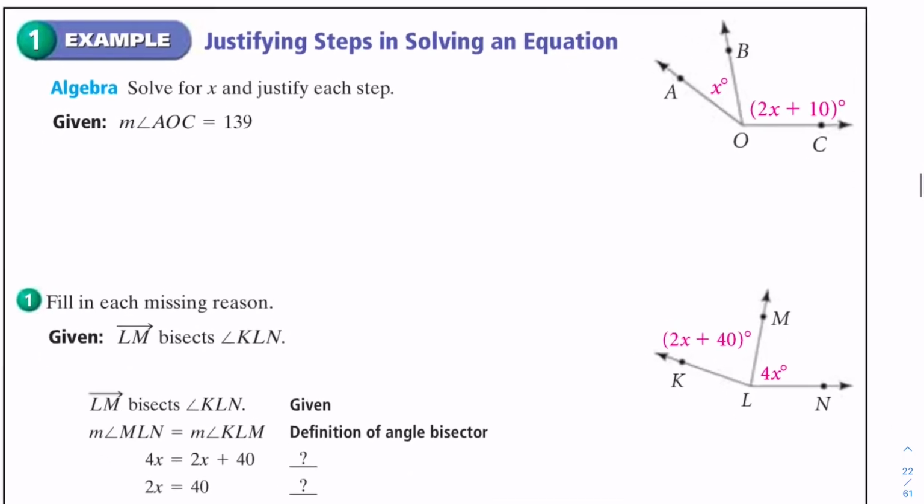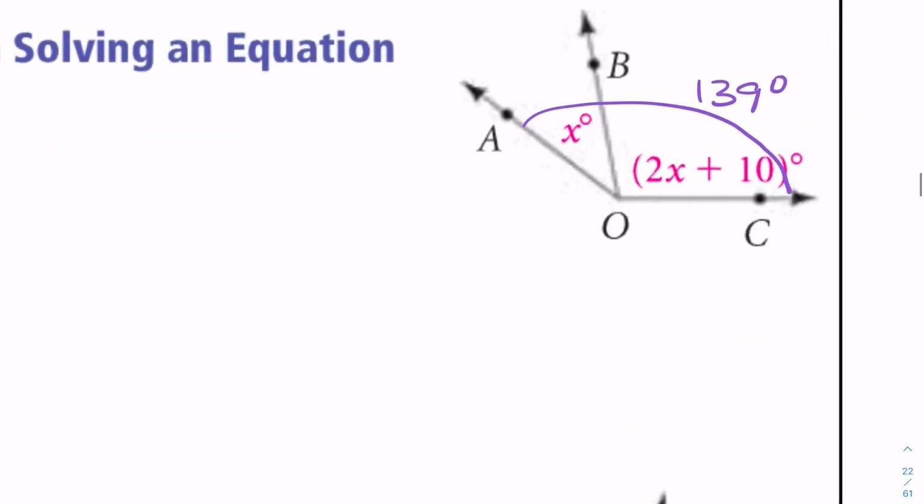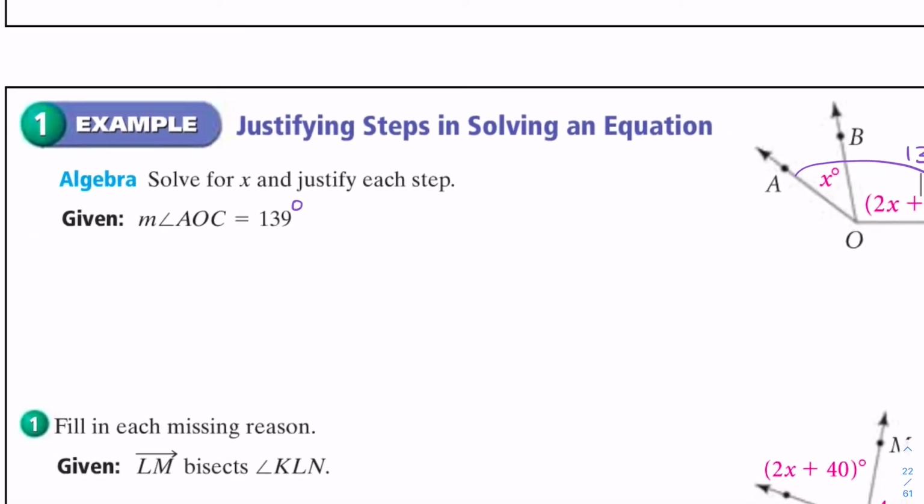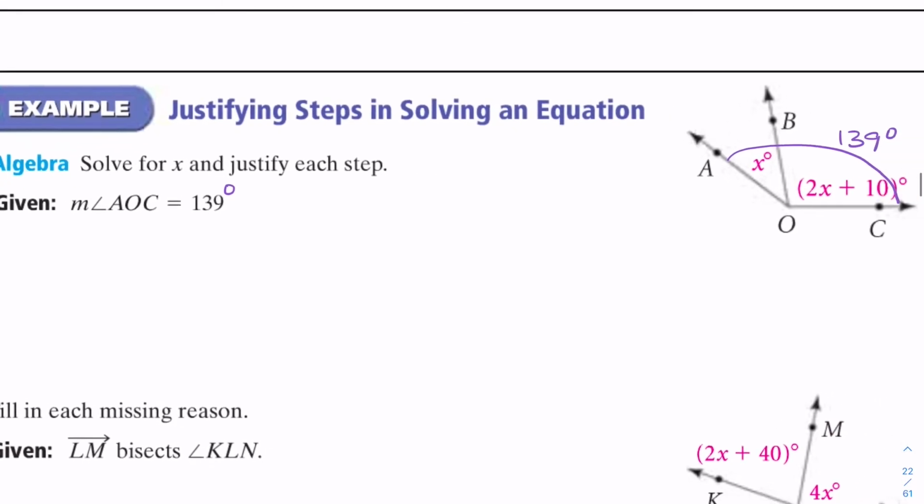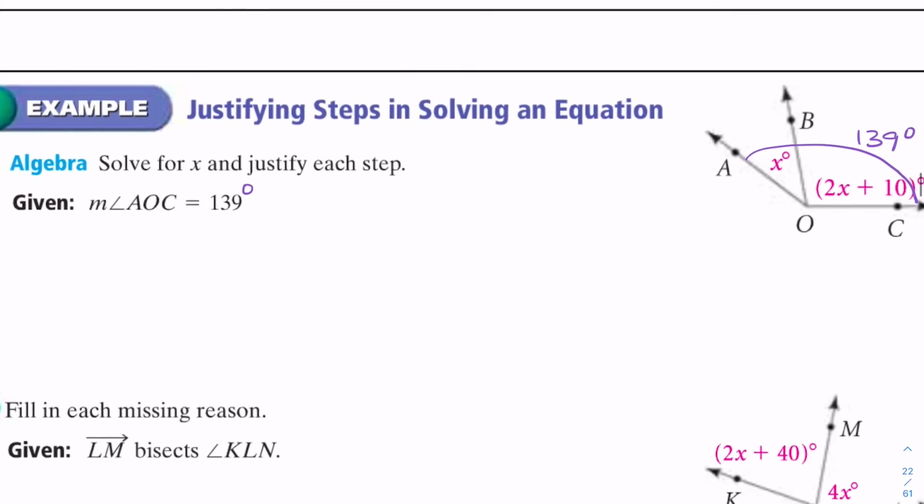All right, so here's what we're going to do. We're going to justify the steps of our equation. In this case, we know that the measure of angle AOC is 139 degrees. So I know that this right here is 139 degrees. We also know that angle AOB is x and angle BOC is 2x plus 10. So let me write this equation out, but I want to be careful. I'm not going to write out all of the steps. I'm going to talk about what I have.